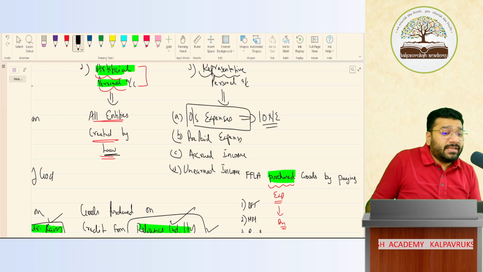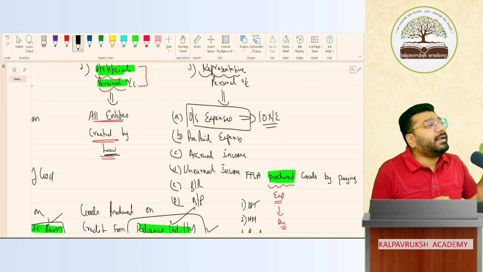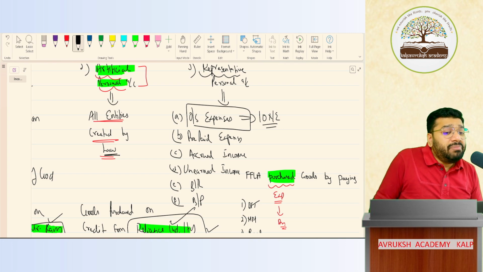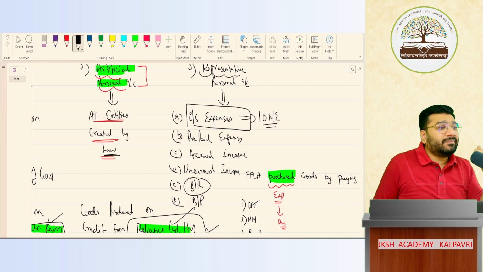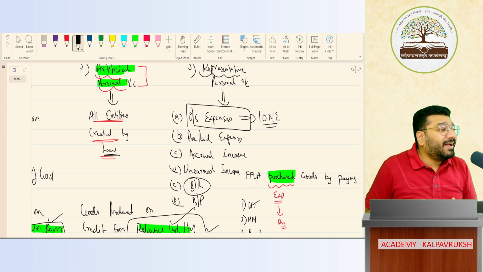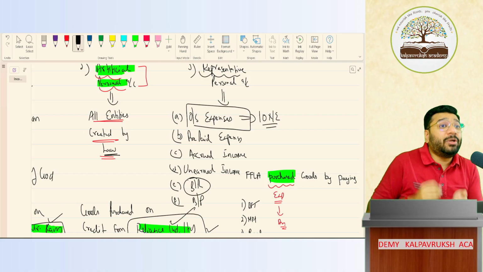In this, 2 more things will come: bills receivable and bills payable. 6 items will come in representative account because bills receivable is nothing but debtor. Debtor who has signed the agreement, who has promised to pay.